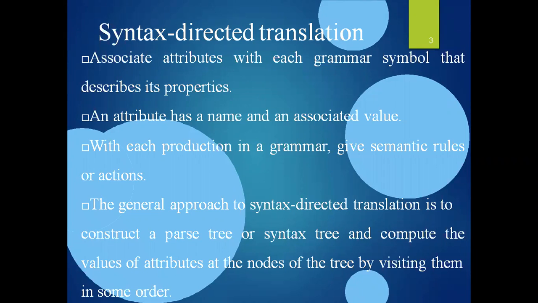Construct a parse tree or syntax tree and compute the values of attributes at the nodes of the tree by visiting them in some order. In which order we are visiting, what is the need to visit the nodes, and how to compute the values for the nodes: for these types of questions, we have answers in further slides.